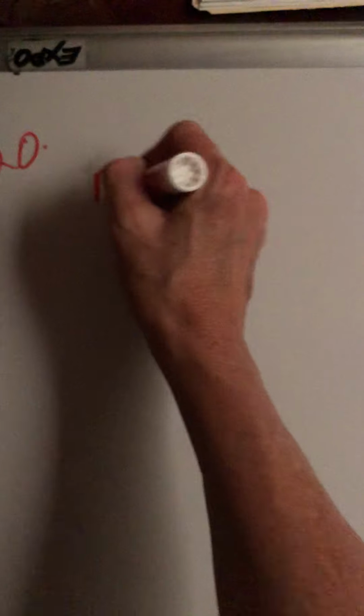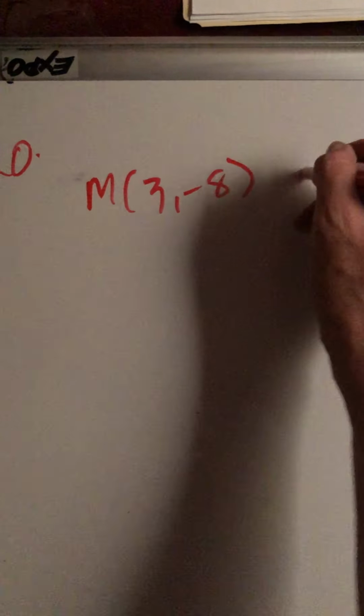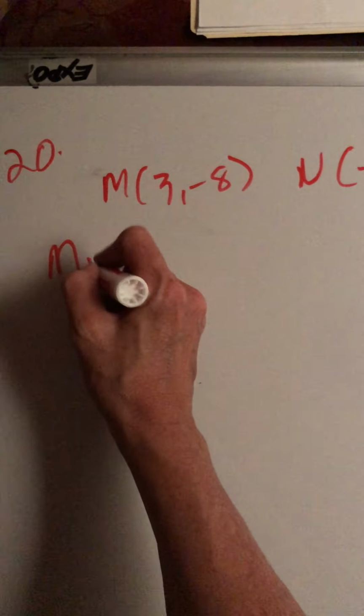Okay, then number 20. Let's see. We've got m is 3 comma -8, and n is -8 comma -2. This is vector mn.